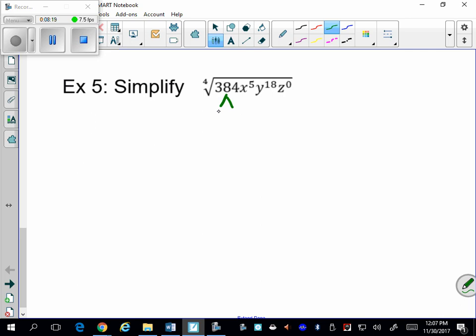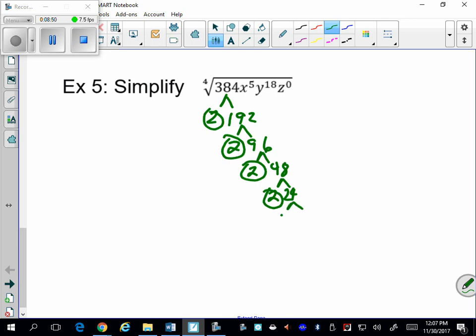So 2 times 192, 2 is the perfect square. 192 is an even number, so it'll be broken down into 2 and 96. And 96 is 2 and 48. 48 is 2 and 24. 24, 2. I just continue with the 2's. It's easy to divide something by 2, easier than anything else. 2 times 6. And 6 is 2 times 3.